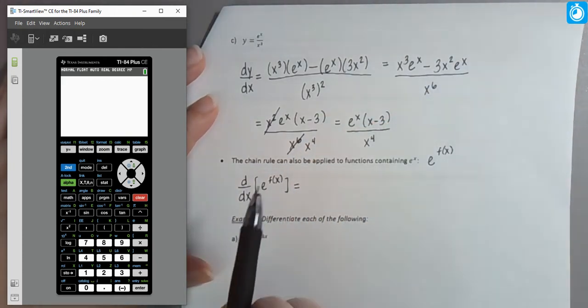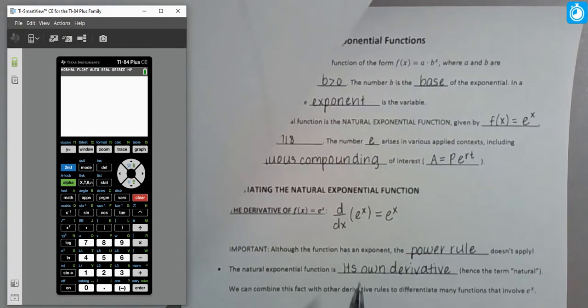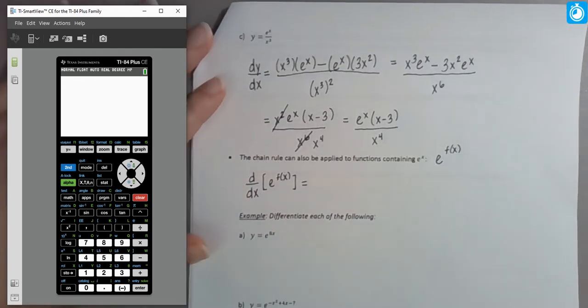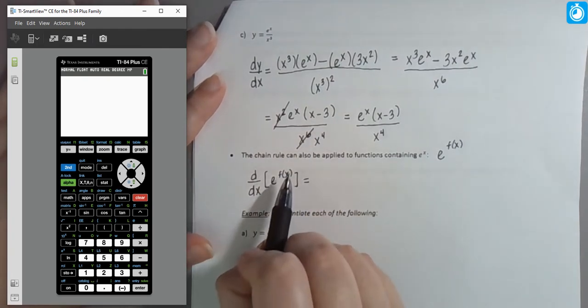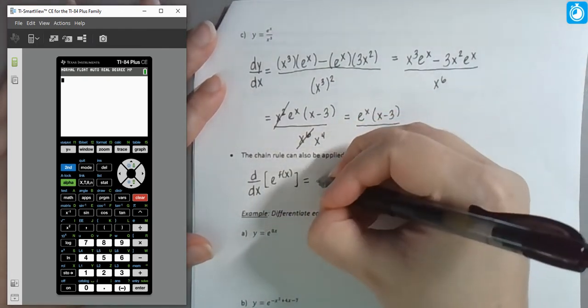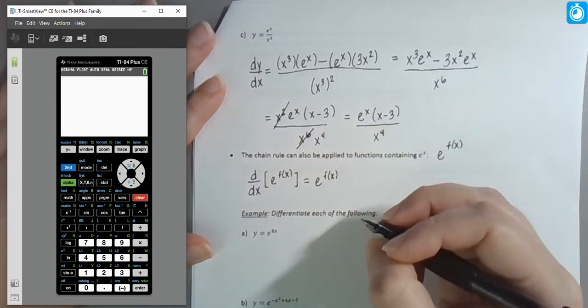Well, what would that look like for our exponential function? Well, remember, the derivative of our exponential function is itself. The derivative of e to the x is e to the x. So if we're differentiating the outer portion of this function, which is just e to some power, well, it's its own derivative, so that's going to be e to whatever that power is.